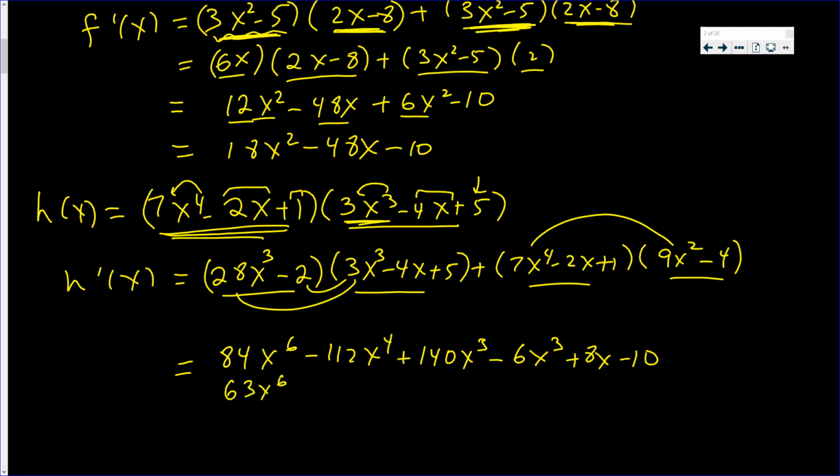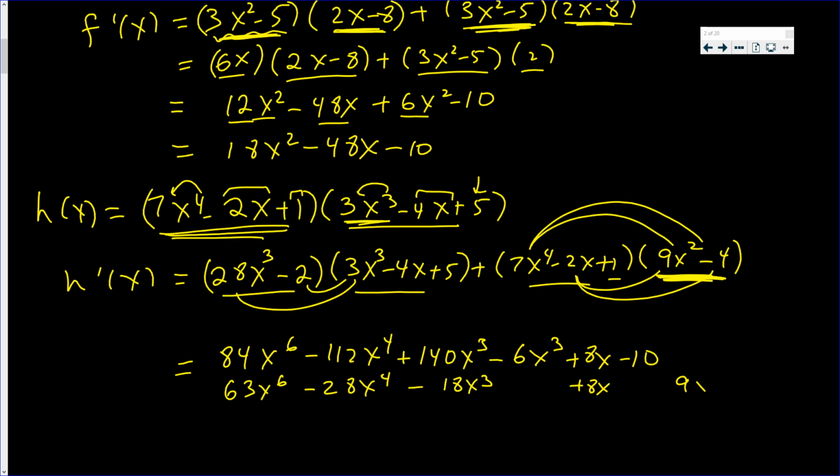63x to the 6 minus 28x to the 4th minus 18x cubed plus 8x. Now I distribute the 1, and 1 times this is just going to be that, 9x squared. I'll add them here because there are no x squares, plus 9x squared minus 4.